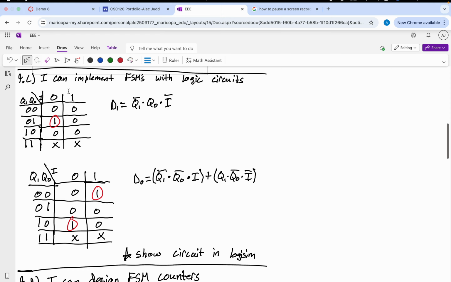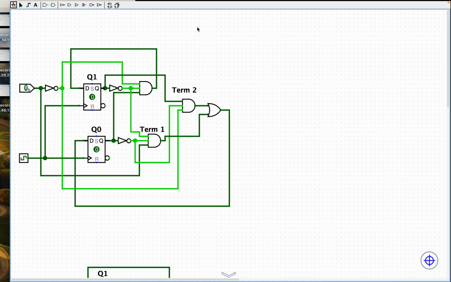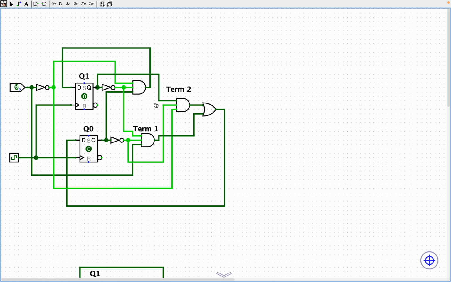So now I'm going to go into Logisim and show you this circuit. So the way I designed the circuit is we're going to obviously need 2 D flip-flops for our Q1 and Q0 right here. So we have 2 D flip-flops. Then we have our input pin and a clock. So there we go.